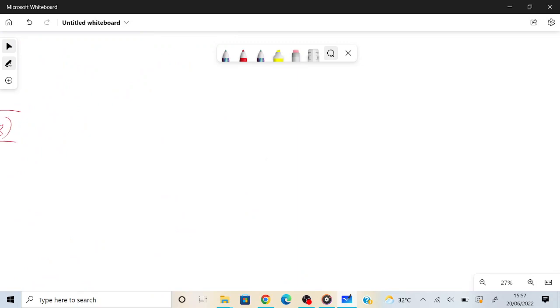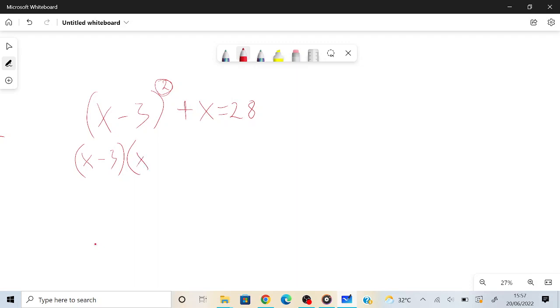Moving on to the next example, we have (x minus 3) squared plus x equals 28. Now, looking at this first, you might be thinking we do not have a quadratic equation, but mind you, this is squared. Look at the squared. So what we can do is expand this. We know that (x minus 3) all squared is the same as (x minus 3) into (x minus 3), plus x equals 28.